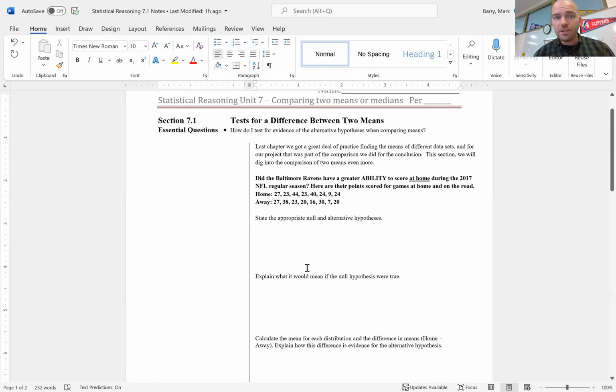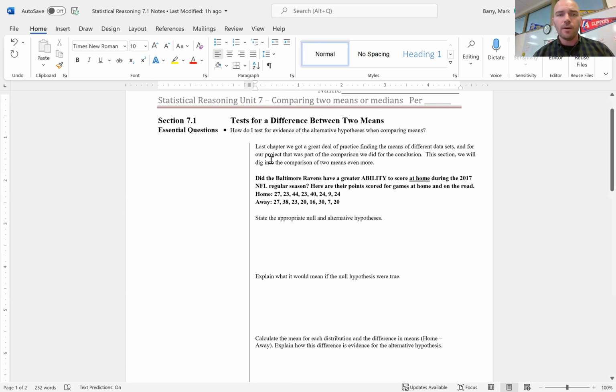All right, welcome everybody. We are going to start on chapter 7 today. So here's our chapter 7 notes. Chapter 7 is called Comparing Two Means or Medians. And section 7.1, our first section of the chapter, is called Tests for a Difference Between Two Means. So for this section, we're going to focus on the means, and we'll get to the medians later.